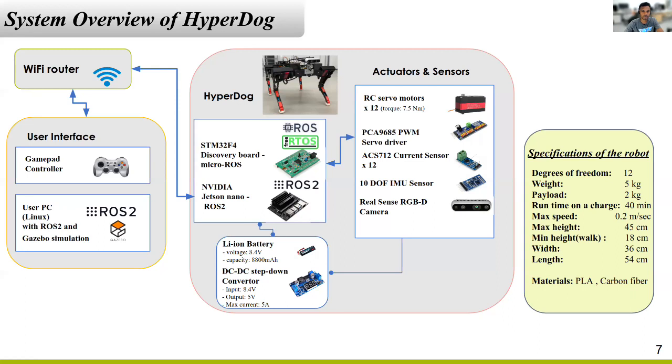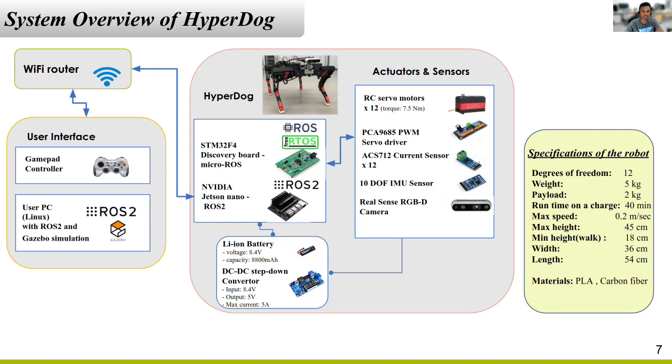Here, the system overview of the HyperDog platform is shown. The whole system is based on ROS2 and micro-ROS. ROS2 is used for running high-level control algorithms on the onboard computer, and micro-ROS is used for running low-level algorithms on an STM32 Discovery board, both of which are installed in the robot. As the user interface for controlling the robot, we use a gamepad with joysticks. Using a PC running Ubuntu, we are able to run the HyperDog simulation.